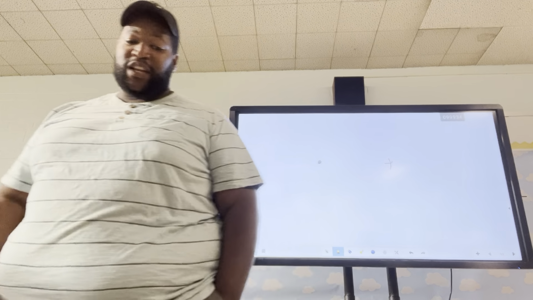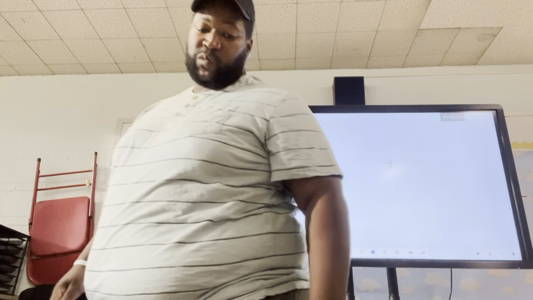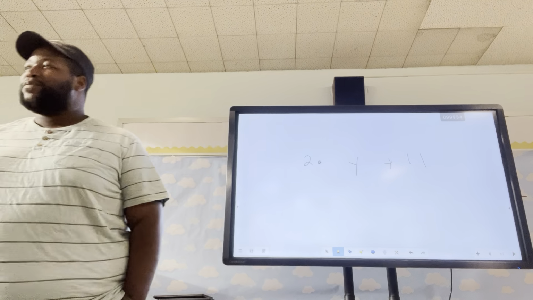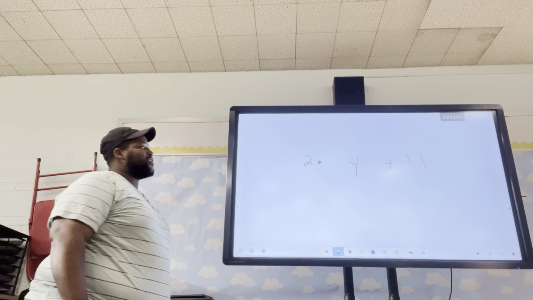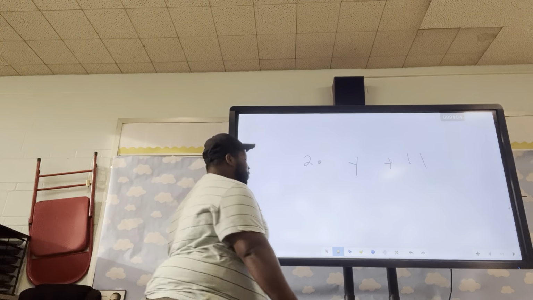So now I just need to fill in the numbers they gave me. I'm gonna get 2 times what? y plus 11. Is that right? Does that look right? Don't look right. So what should I change? The dot, but I'm gonna make the dot... we'll make the dot a parenthesis.